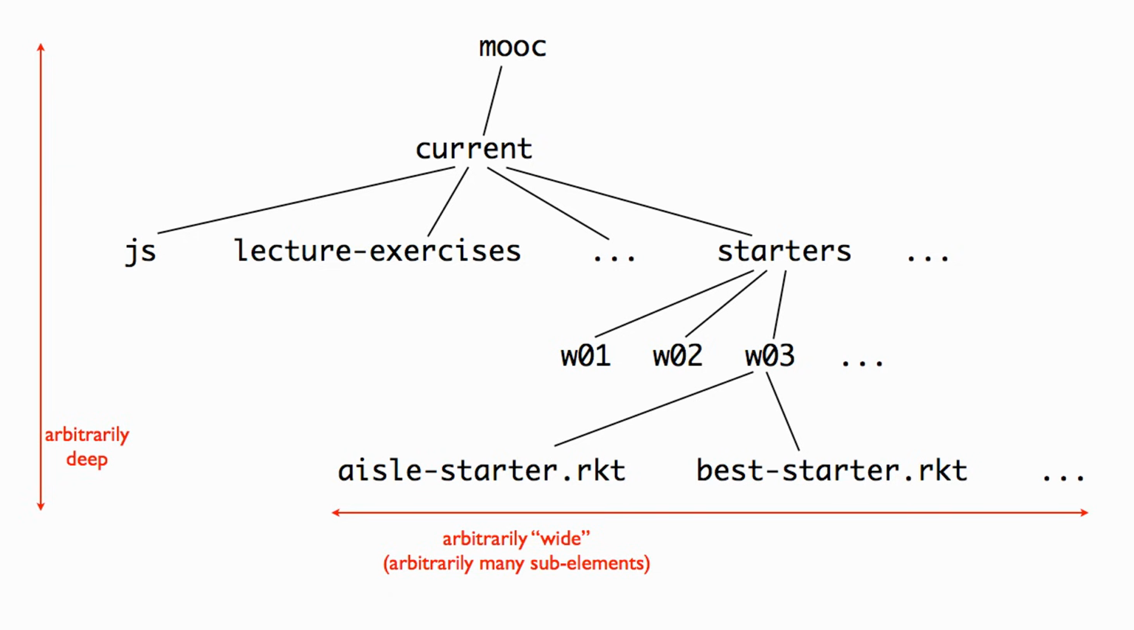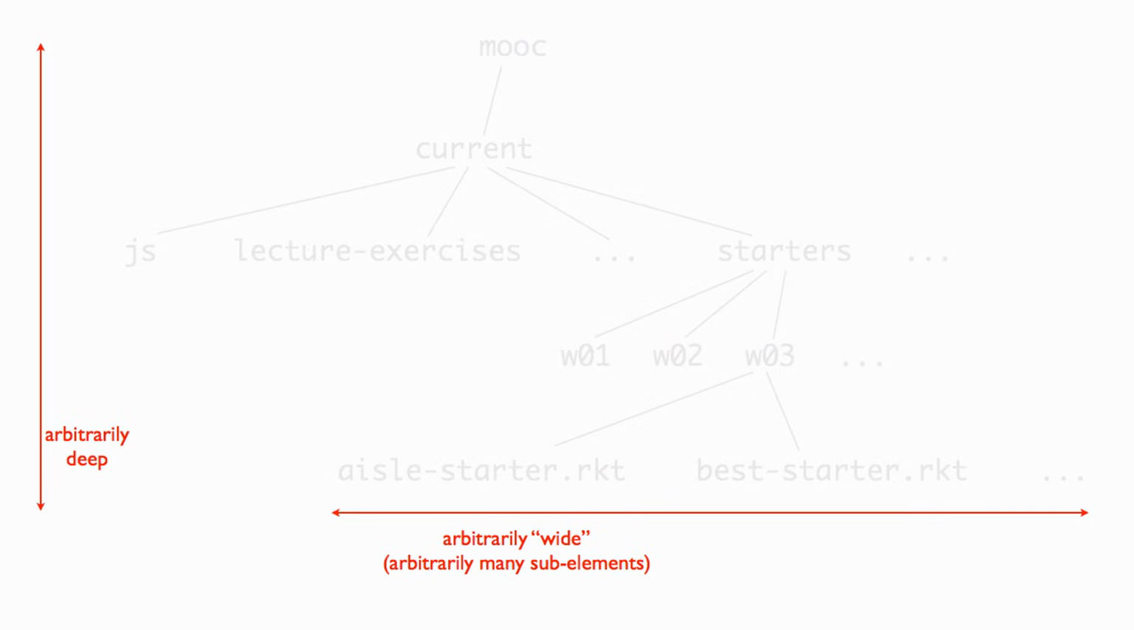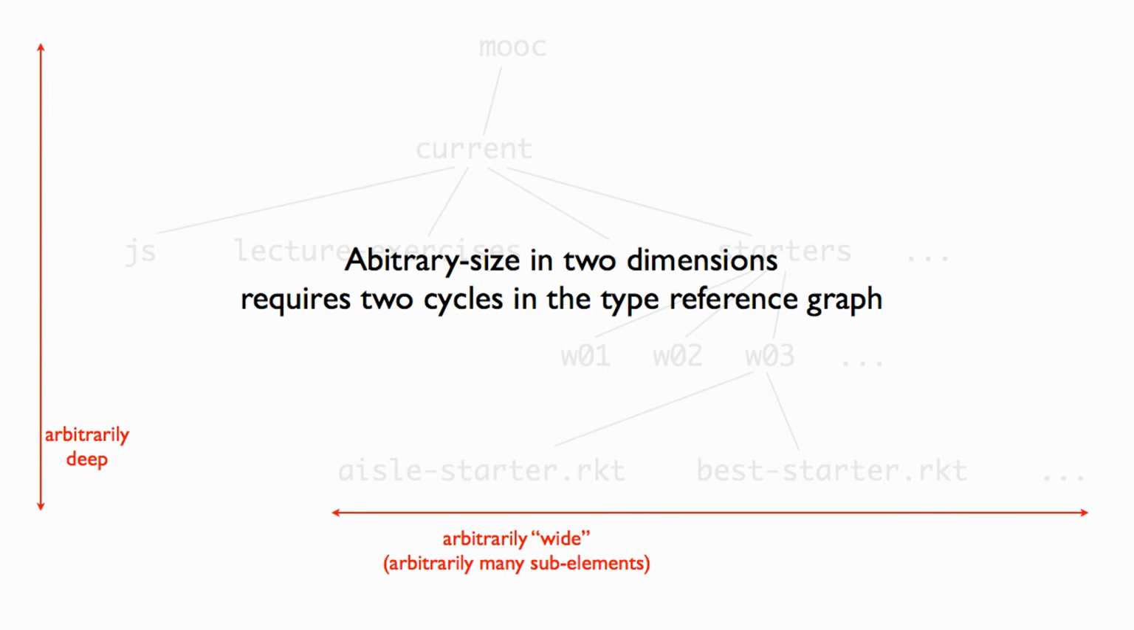Now, in order to deal with this arbitrary sized in 2 dimensions structure, the key thing that we're about to see is that it's going to require 2 cycles in the type reference graph. Remember, in order to have an arbitrary sized list, we had 1 self-reference cycle in the type reference graph. Here we're going to see that we end up having 2 of them. So now let's turn to Dr. Racket and start looking at that.